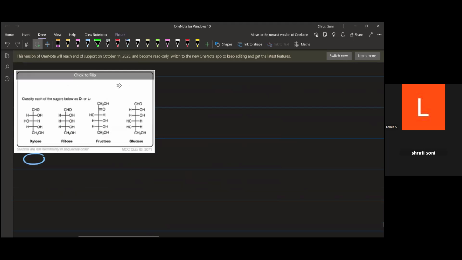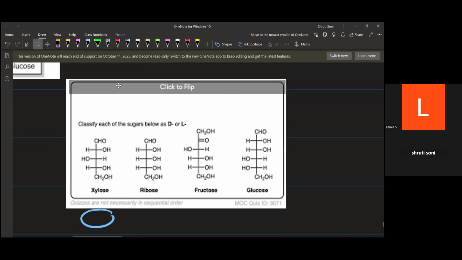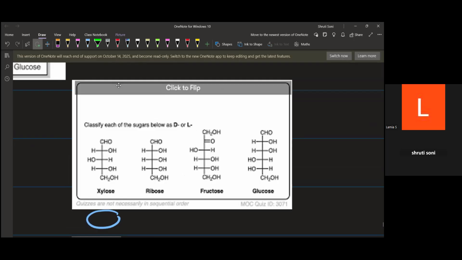Is it hard to make it bigger? Okay. So the first structure is xylose. This one. So what do you want me to do? Classify each as D or L type. Okay. This would be D, right? Yeah. First is D. Then ribose.